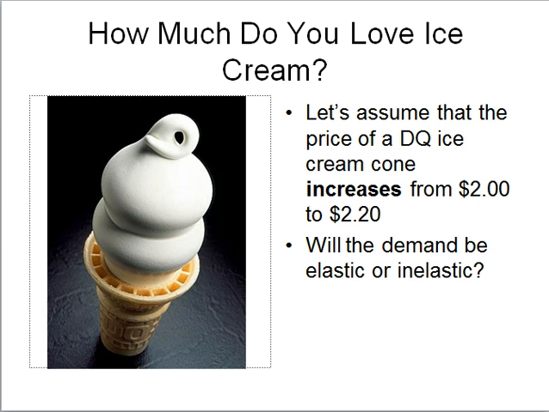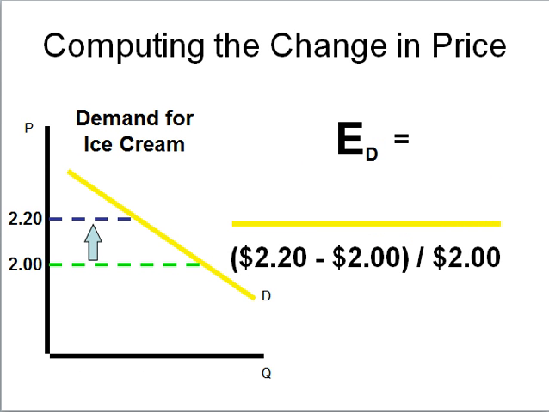For example, now, let's assume that the price of a Dairy Queen ice cream cone increases from $2 to $2.20. We're going to figure out if the demand for these ice cream cones is going to be elastic or inelastic. Well, using our formula now, we'll take the new price minus the old price, $2, and divide it by the old price. Okay, just again finding the percentage change.